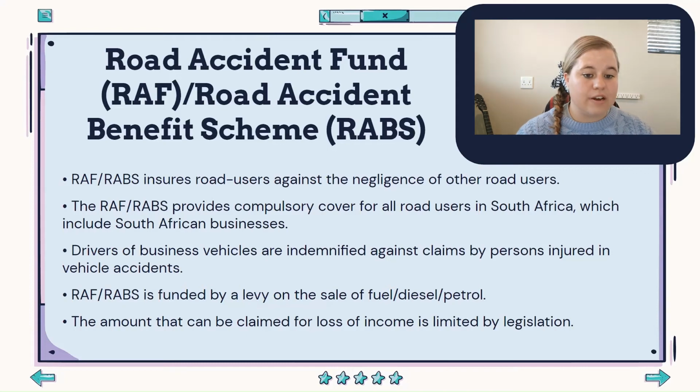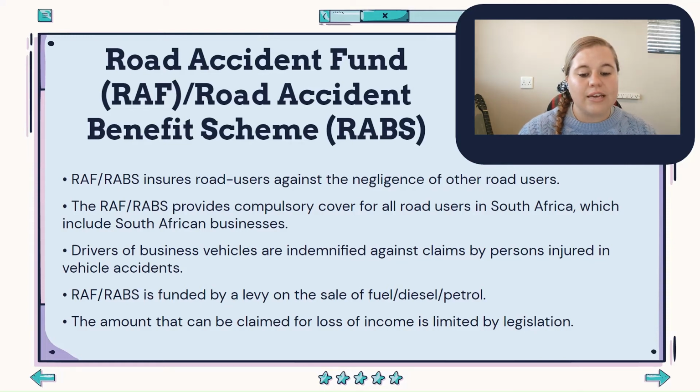Road Accident Fund or Road Accident Benefit Scheme. The Road Accident Fund or Road Accident Benefit Scheme insures road users against the negligence of other road users. The fund provides compulsory cover for all road users in South Africa, which includes South African businesses. Drivers of business vehicles are indemnified against claims by persons injured in vehicle accidents.